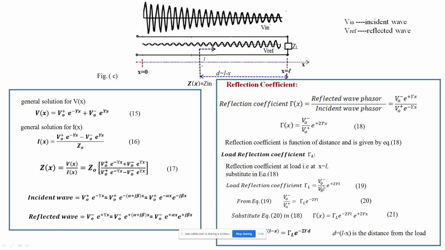Now, rearranging this equation, this is the load reflection coefficient. From equation 19, rearranging that equation, we will get the expression for V naught minus divided by V naught plus. Just like what we did, the load reflection coefficient is given by this equation, V naught minus over V naught plus.